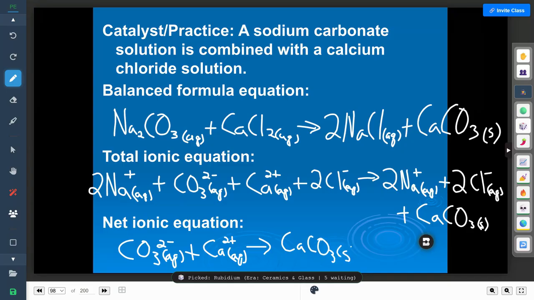Excellent job with the solid after that. And so that net ionic equation made me get rid of all of my what type of ions? Starts with an S? Spectator ions. Good job. So get rid of all those spectator ions when you're making your net ionic equation. You only include the things that make that solid. Great job. All right, does anybody have any questions?